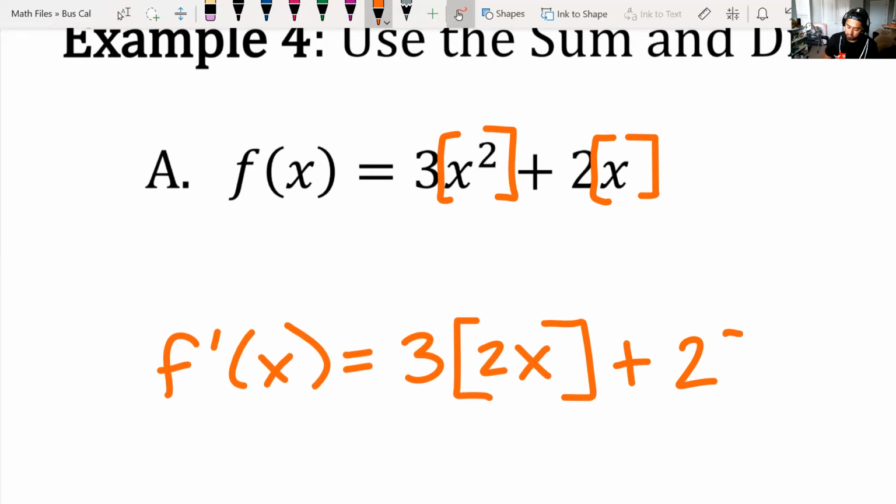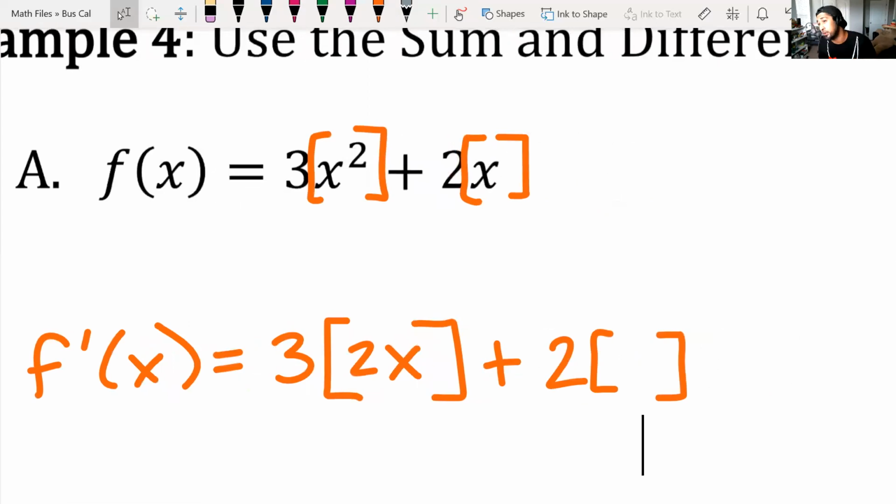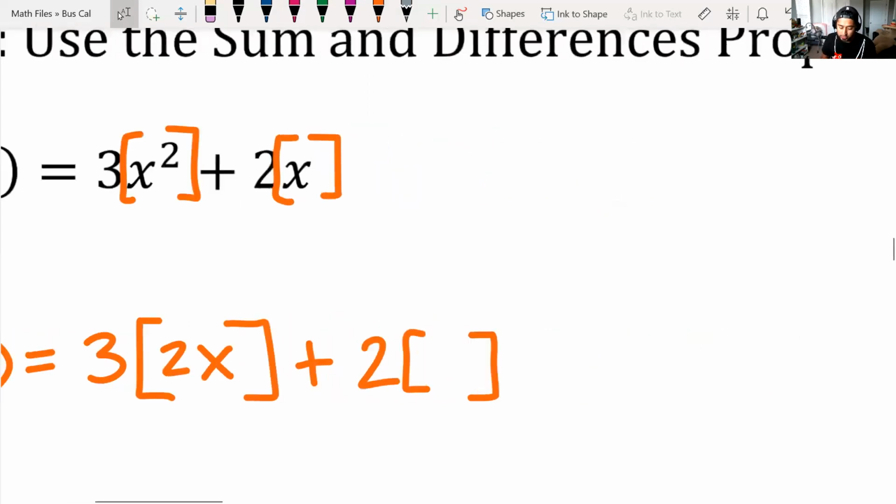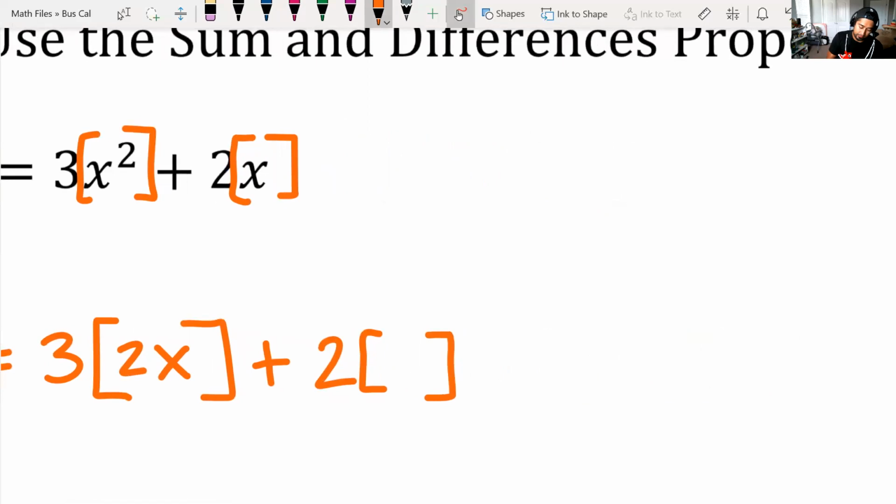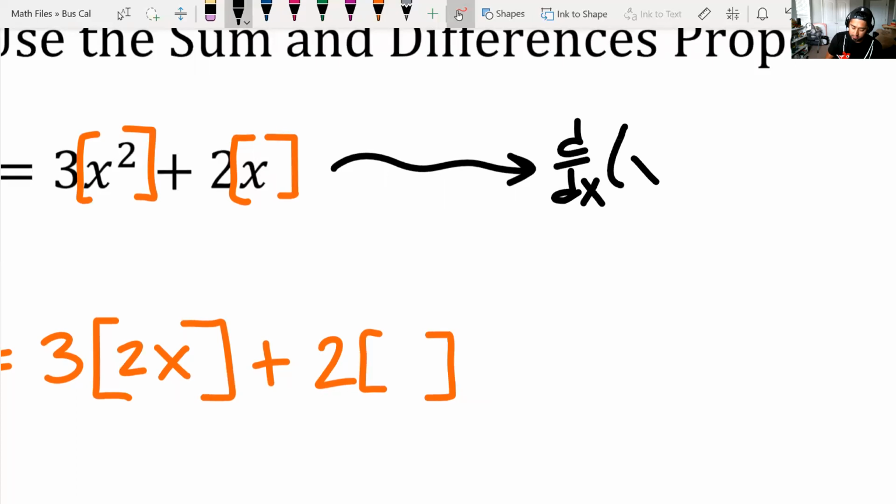Plus, that 2 stays out front. And now, what is the derivative of x? Ooh, that's something we haven't seen yet, right? How would you handle the derivative of x? So I'll just say d over dx of x. Okay.